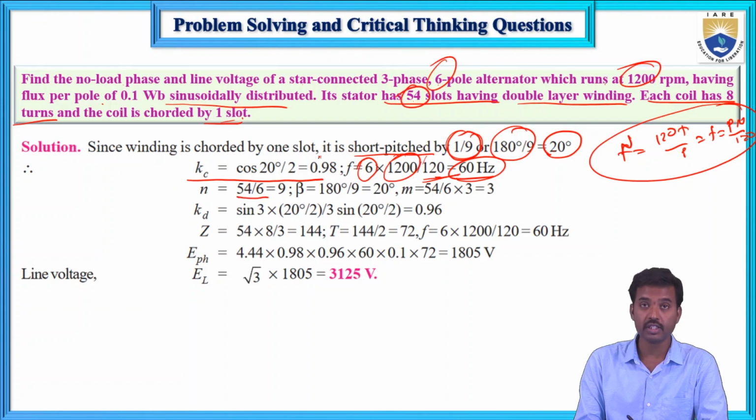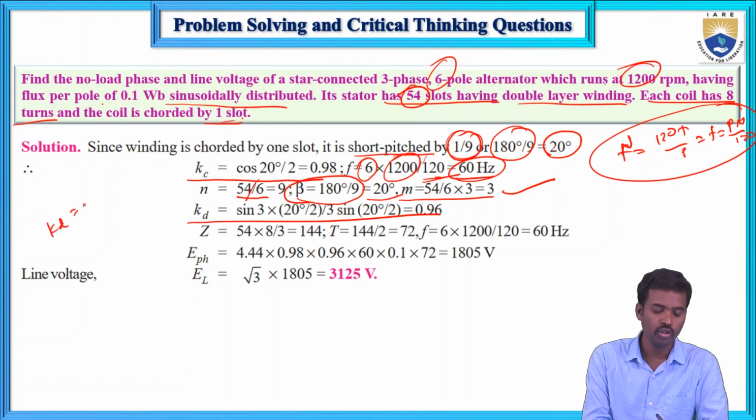Here the number of slots is 54 and poles are 6, so that value is 9, and the beta angle is 180 by 9. Now m equals the number of slots per pole per phase. So here 54 slots, poles are 6 and phases are 3, so this value equals 3. From this you can determine Kd equals sine(m beta / 2) divided by m sine(beta / 2).